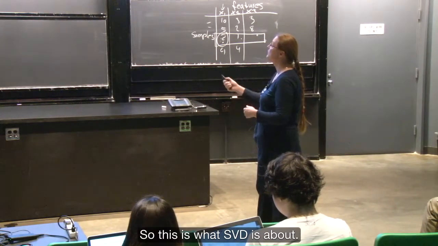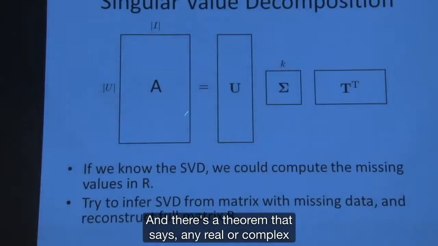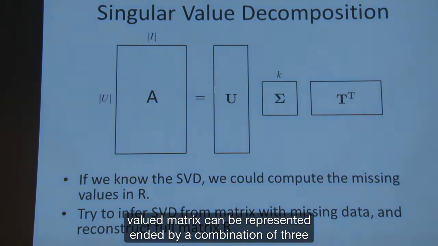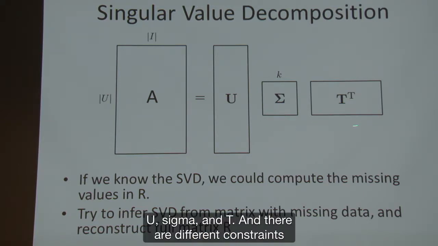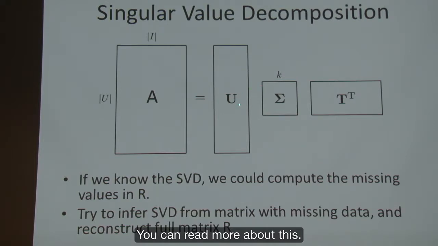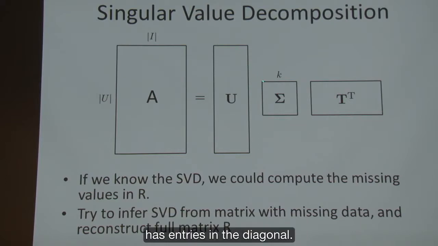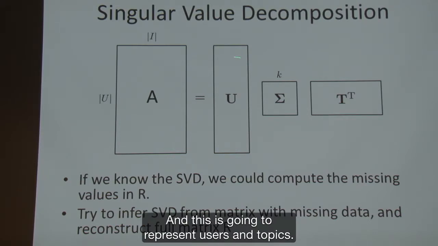So this is what SVD is about. You have your ranking matrix, and you decompose that. And there's a theorem that says any real or complex valued matrix can be represented by a combination of 3 matrices: U, sigma, and V transposed. And there are different constraints on these matrices. I'm not going to go into details about them. You can read more about this. But the idea is that you decompose this matrix into these 3. And this one here is going to be a diagonal matrix that only has entries in the diagonal. And this is going to represent users and topics, and this is going to represent movies and topics.